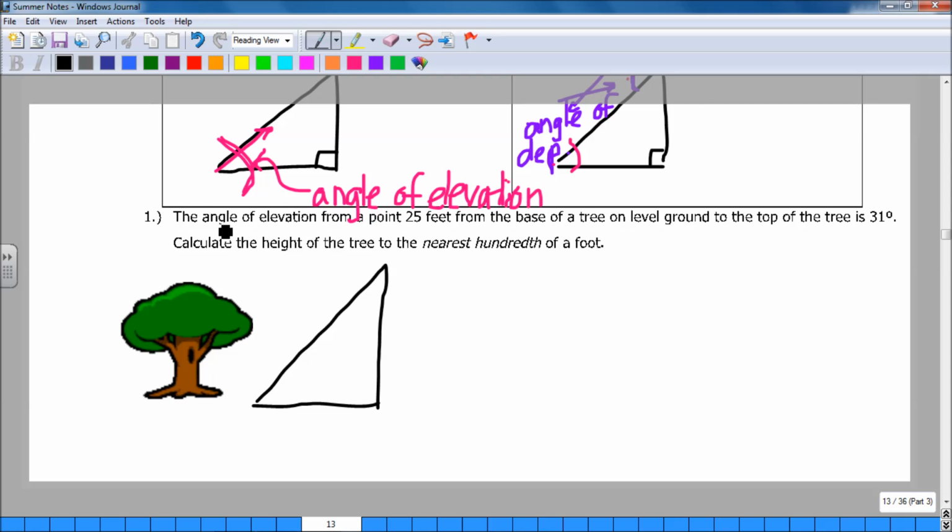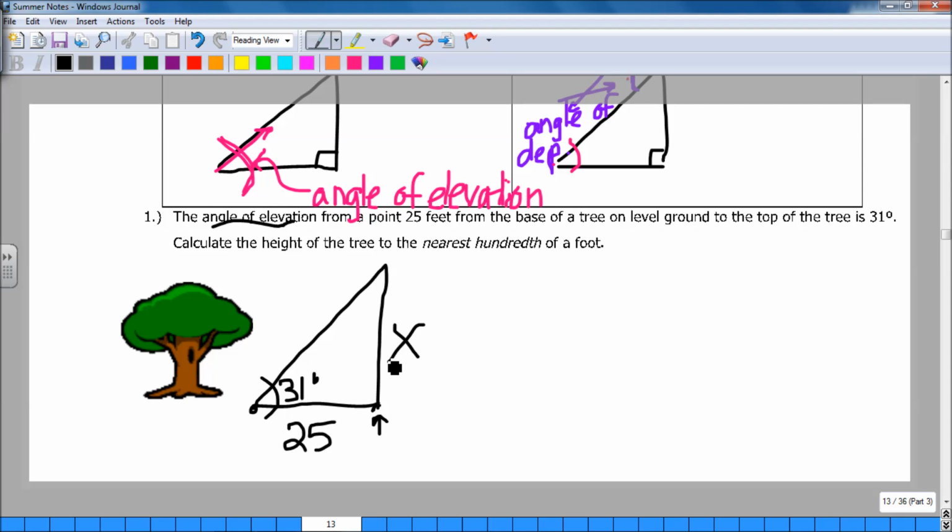And it says that the angle of elevation from a point 25 feet from the base of the tree. So this right here is your base. Here's my angle of elevation. It says that the angle of elevation from this point to the base, that's 25 feet away, so I'm going to label this as 25, is 31 degrees. All right, and then it asks you to calculate the height. So how high up is the tree?